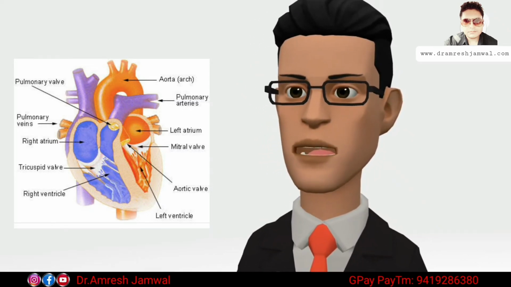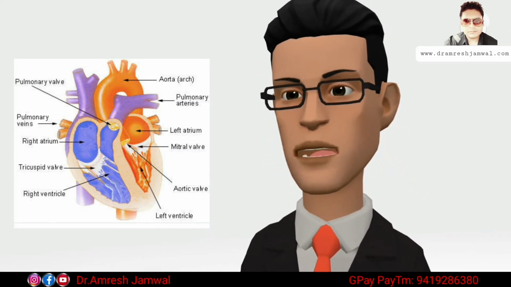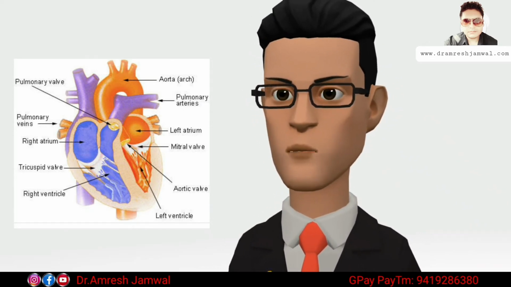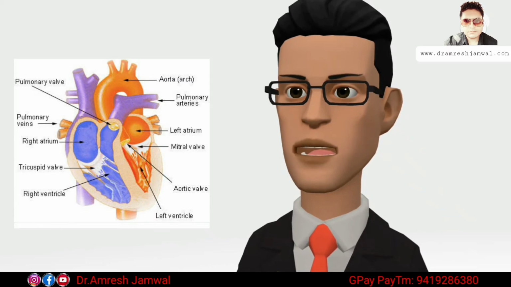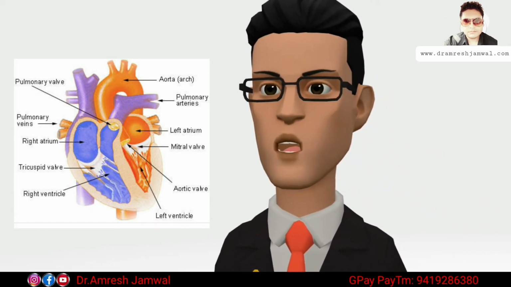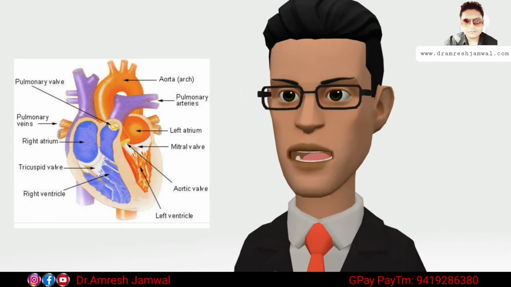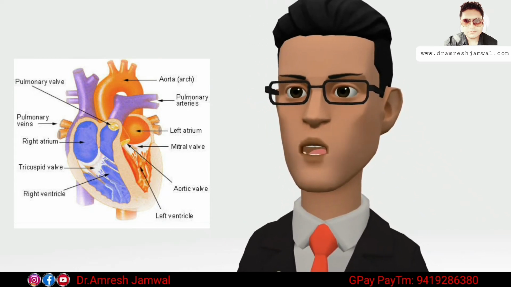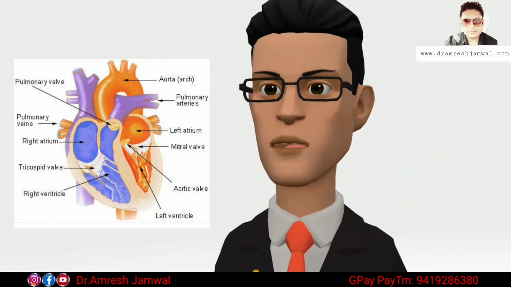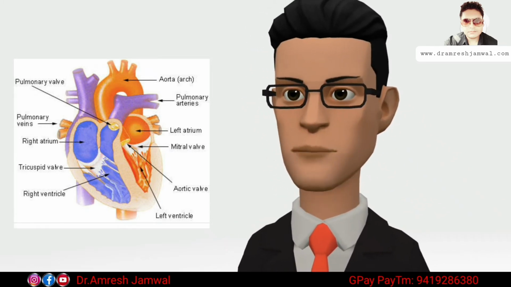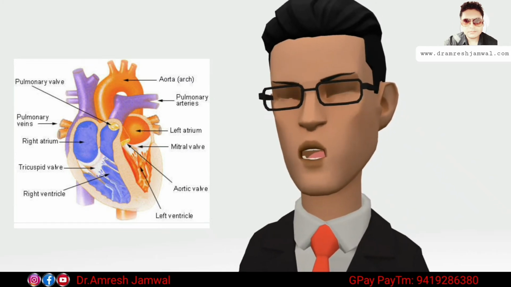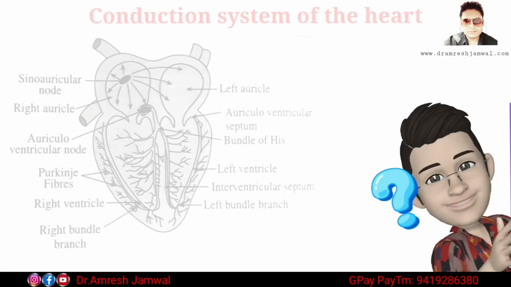When the ventricles are filled with blood, the valves close so that there is no backflow of blood when the ventricles contract to pump the blood through the pulmonary artery in case of the right ventricle and the aorta in case of the left ventricle. To prevent backflow of blood from the pulmonary artery into the right ventricle, there is a valve known as the pulmonary valve. Similarly, to prevent backflow of blood from the aorta into the left ventricle, there is a valve known as the aortic valve. These valves are also known as semilunar valves.